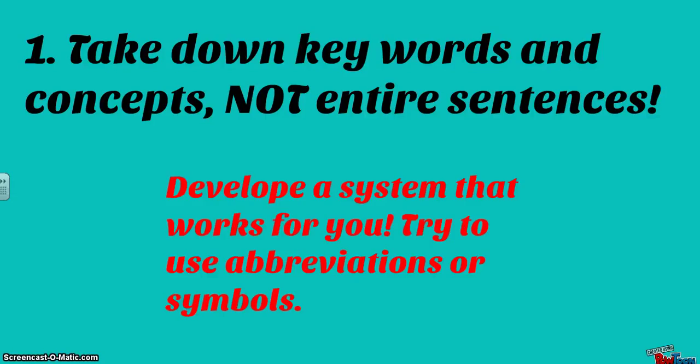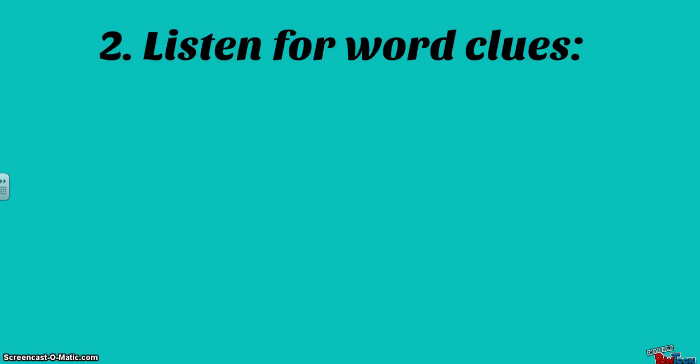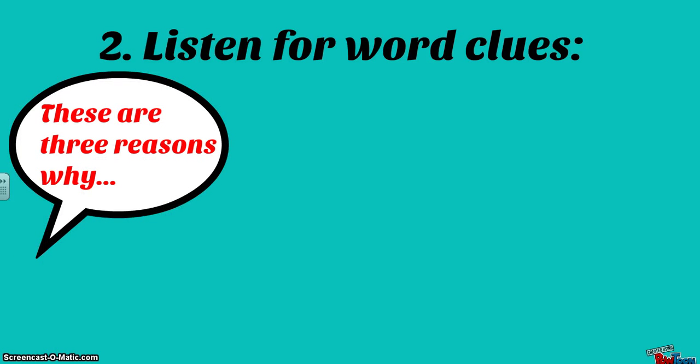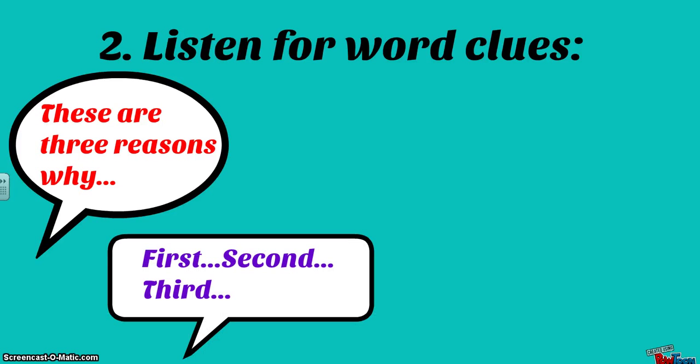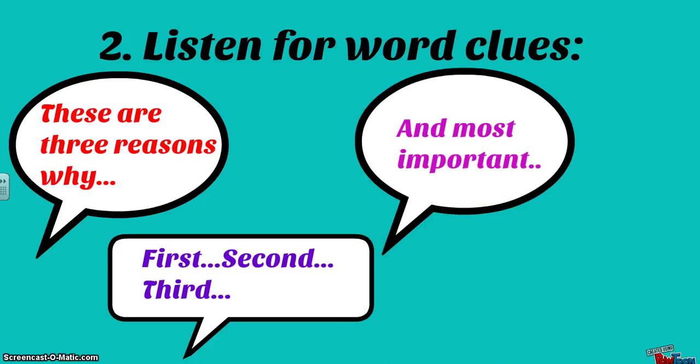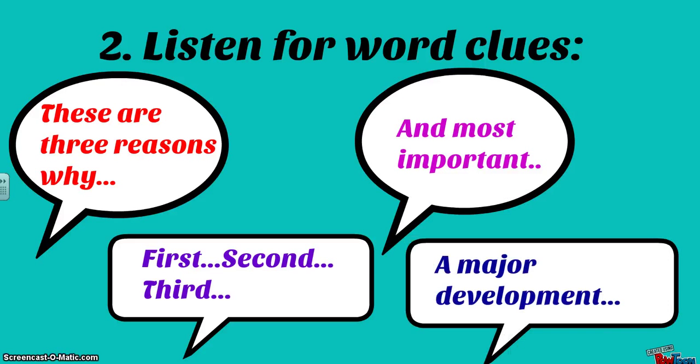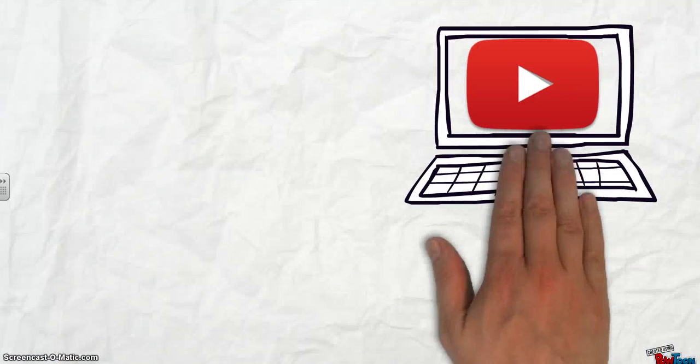After you develop a system and you write down those keywords, the next thing you want to do is look for word clues. For example, if I say, these are the reasons why, that means I want you to list something important, and then I'm going to go through and list them. I'm going to say first this, second this, third this. Now keep in mind, with math, there are a lot of steps that need to be taken. So whenever we imply that there are steps that I want you to follow, that's what we really want you to write down. Other things you might hear are most important, and that's usually when we're wrapping things up, or a major development or something like that. So you want to be listening for those key words as we go through.